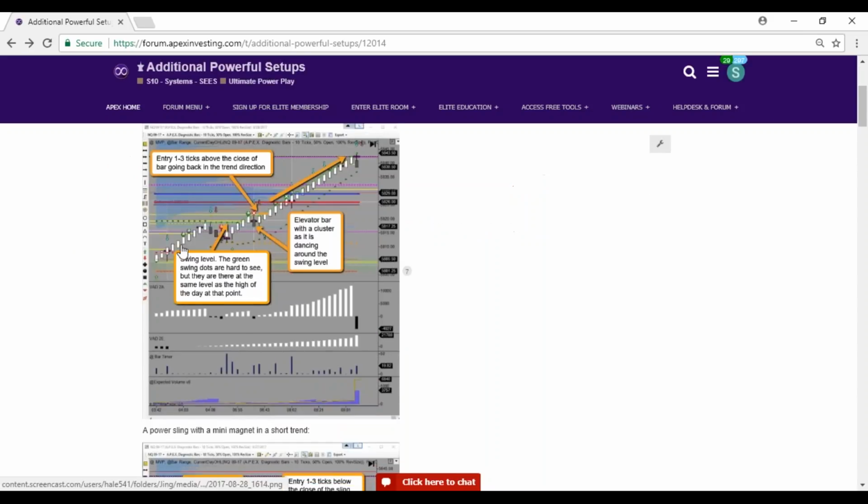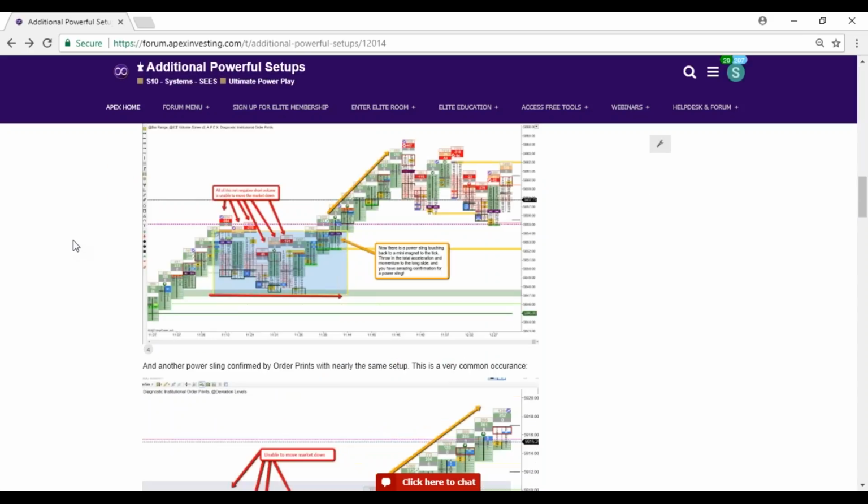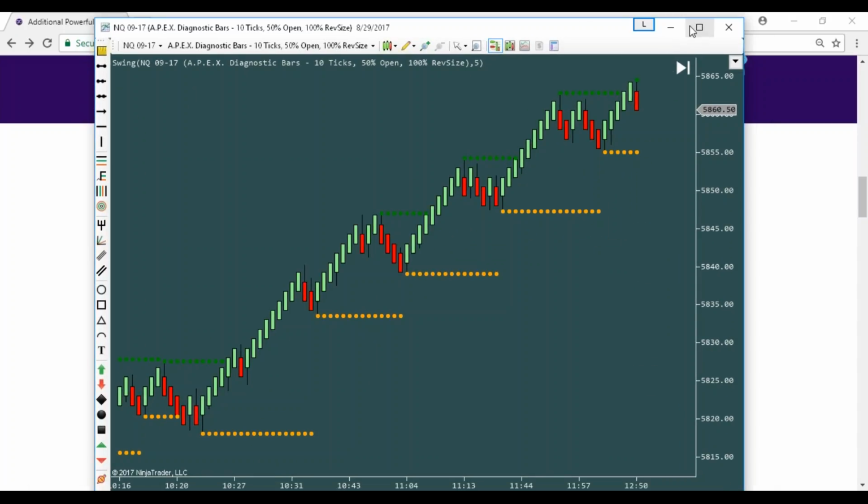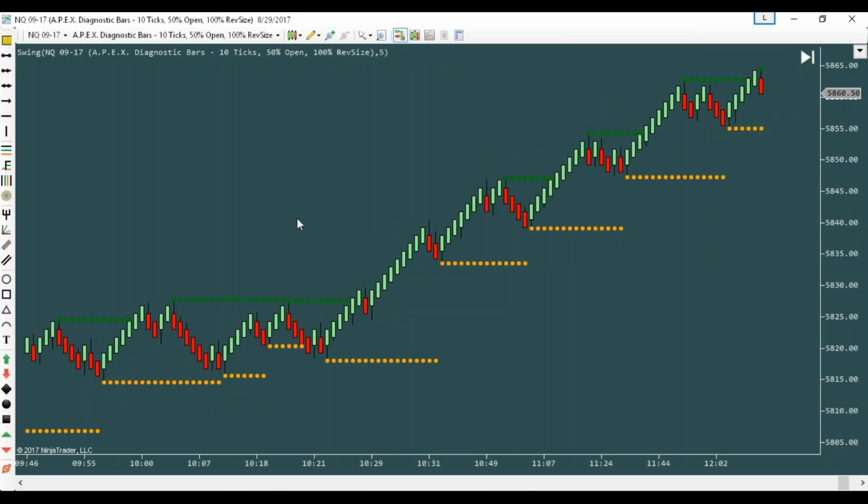Okay, so let's move forward here. It's cool stuff though, right? Great trades there. Power slings, power elevators. And guys, just real quick, how many swings do you see on this chart? How many swing levels?